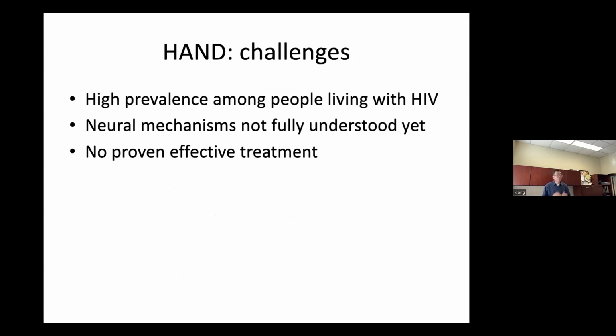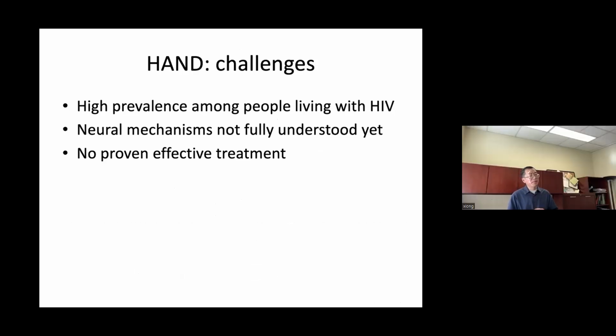So the HAND challenge here is really the high prevalence. Even with people who are on antiretroviral therapy, have controlled viral load, and are on medication, there might be some other condition that affects their performance during the study visit, but even after controlling for that, the HAND prevalence is still high.